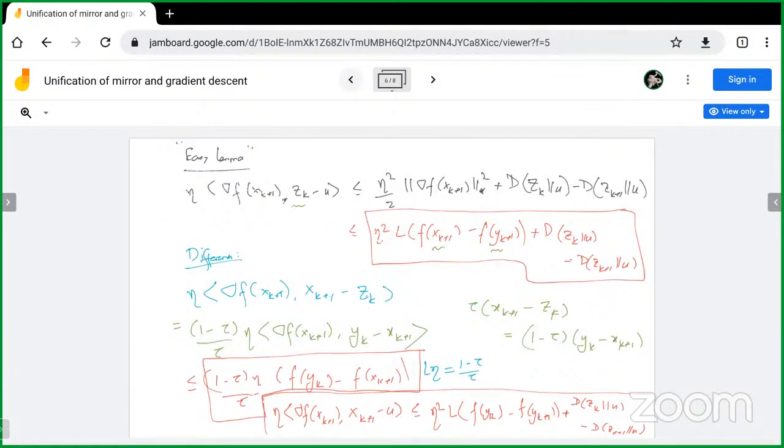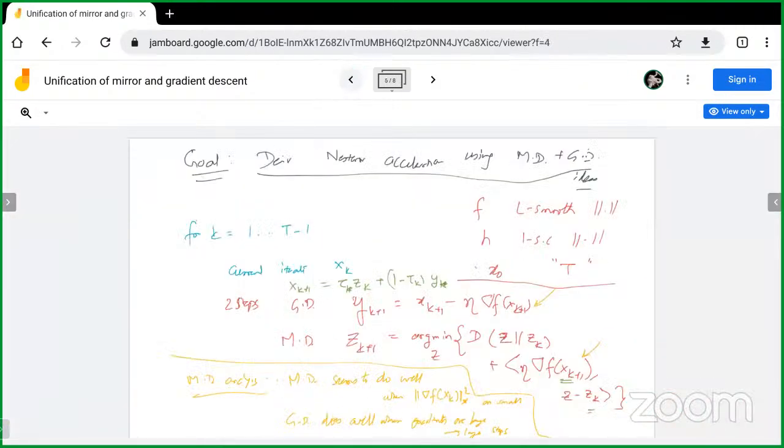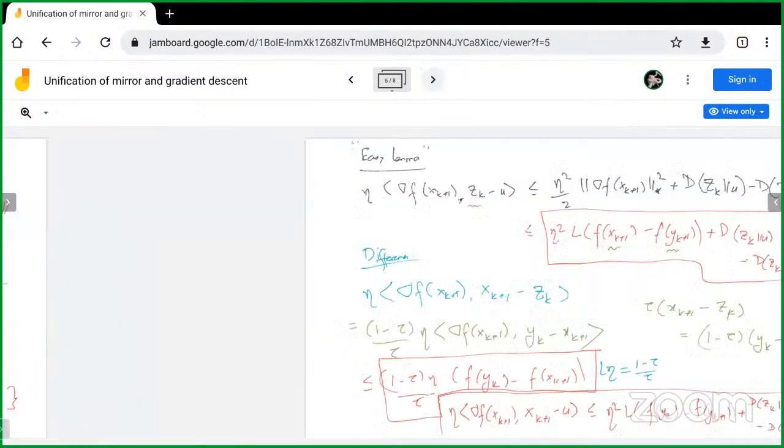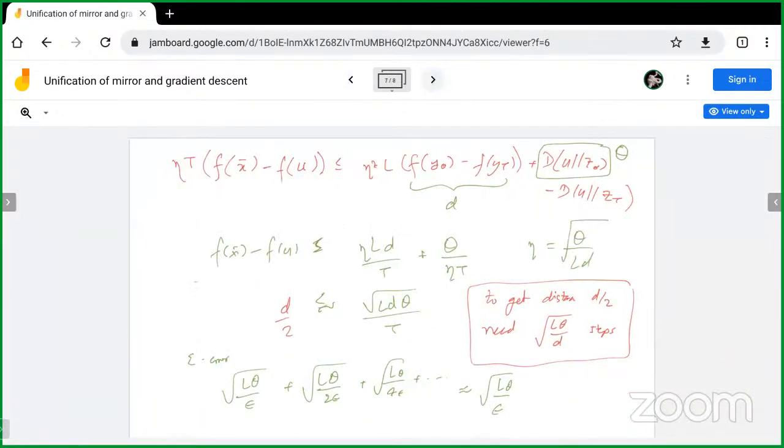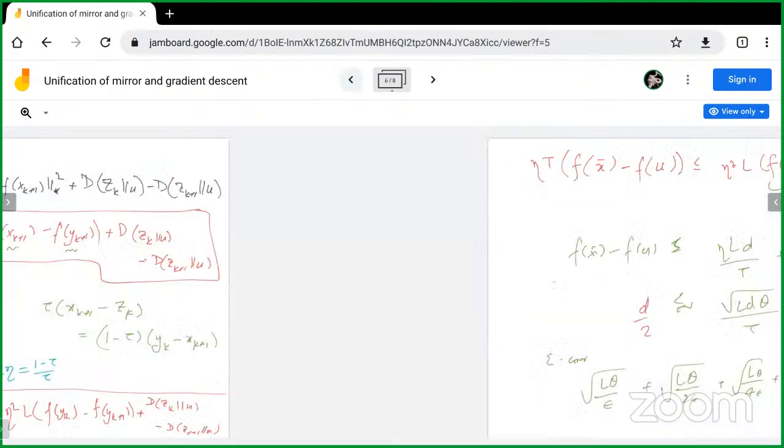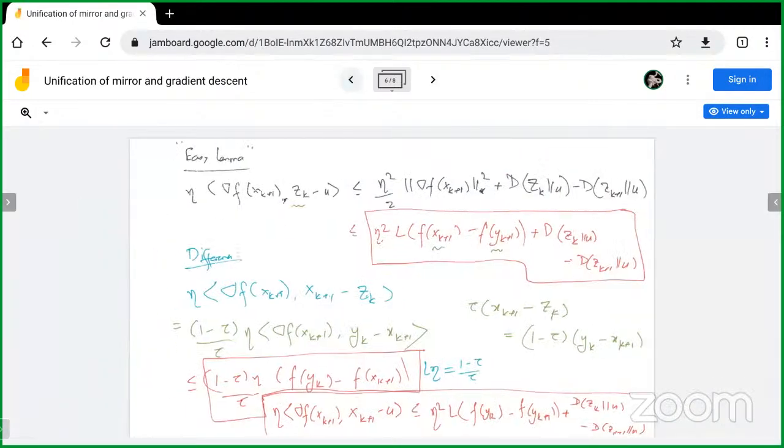So as iterations go, your eta will decrease, tau will increase. Which means, that's very strange. Is eta decreasing or increasing? So 1 minus tau will decrease, so tau will increase. Okay, so as iterations go, eta is increasing, and 1 over tau is increasing.